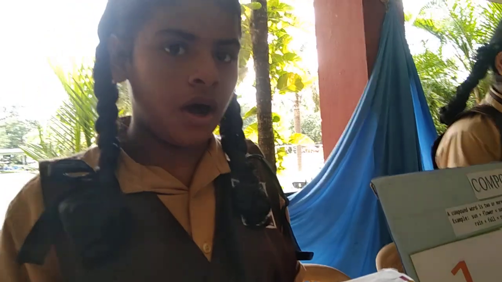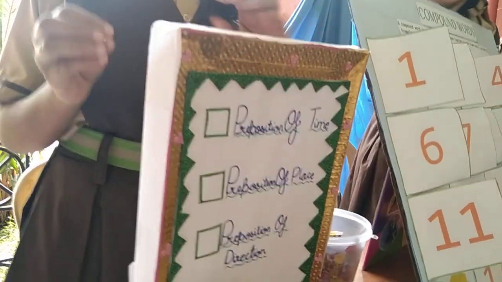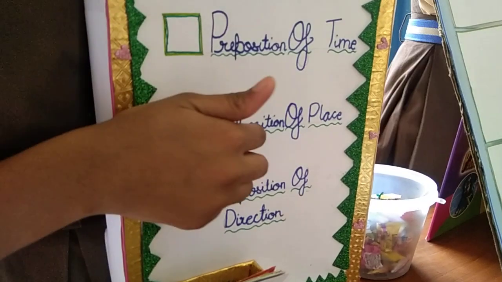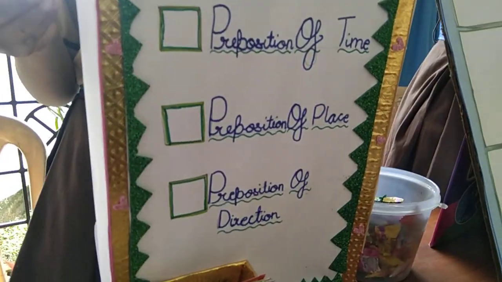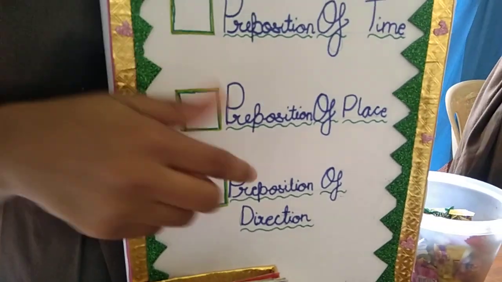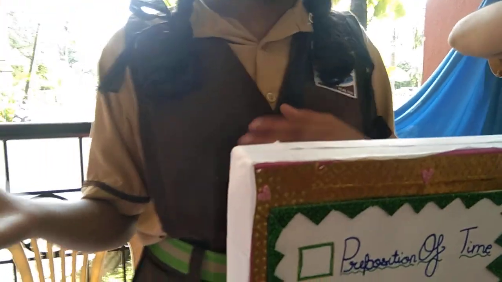So this is prepositions. First I'll tell you what a preposition is. A preposition tells you about the relationship between nouns and pronouns. Preposition of time indicates when a particular action takes place. Then preposition of place tells you where someone or something is located. Then preposition of direction, like right and left, tells you the direction you go.